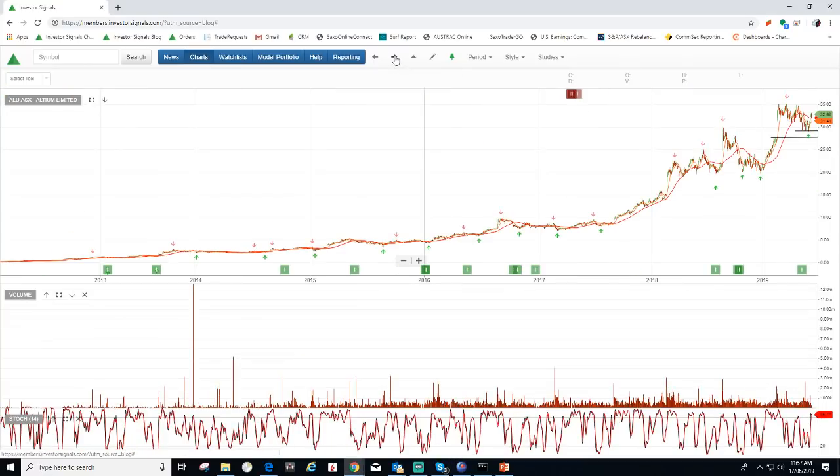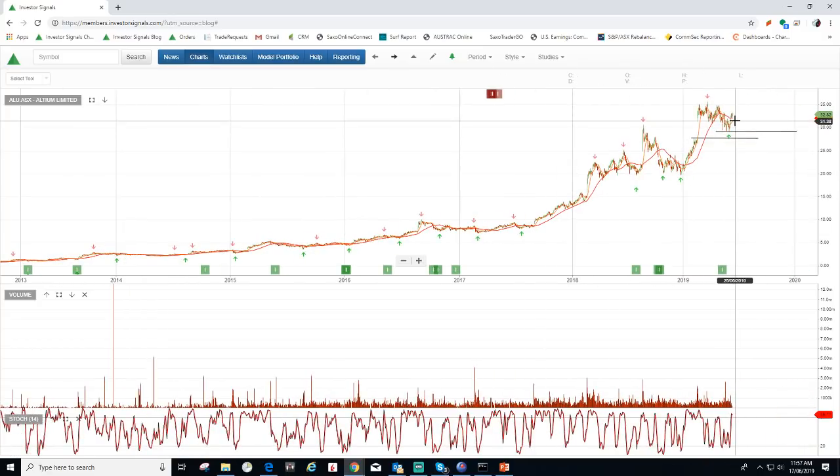Altium Limited, so this is a momentum play, and therefore you want to be looking at a stop loss, I think, in this.